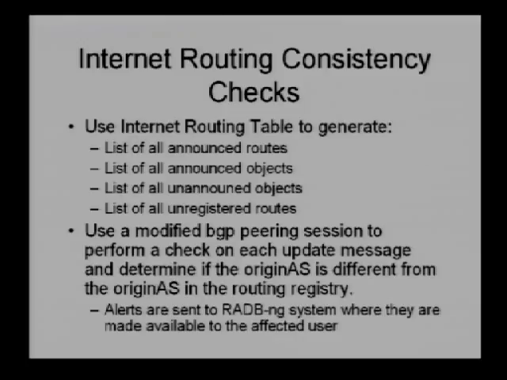And lastly, one of the important checks we've also added is the alerting system, which looks at the update messages as they're coming in on a BGP feed and does origin AS checks and feeds this information back to the RADB portal, and you can quickly see any prefix hijacks or misconfigurations that you might have done.